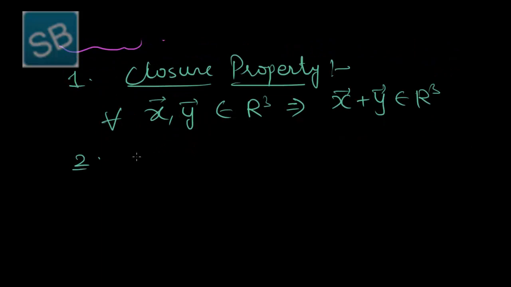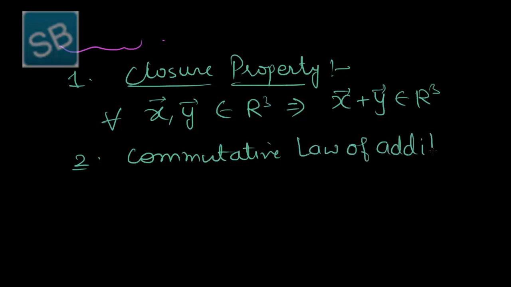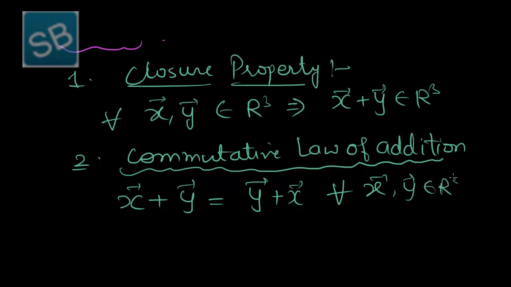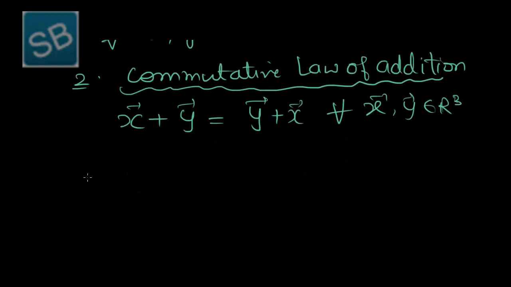Now the second property is the commutative law of addition. For vectors x plus y and y plus x, the result is the same for all vectors x and y belonging to R³. That is called the commutative law of addition. That is, the sum of two vectors in any order is the same.